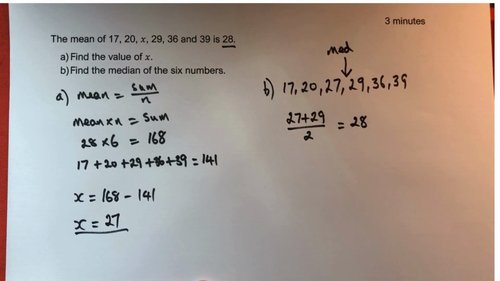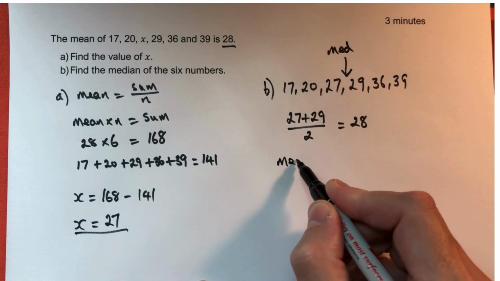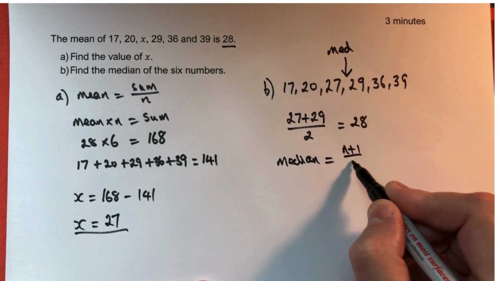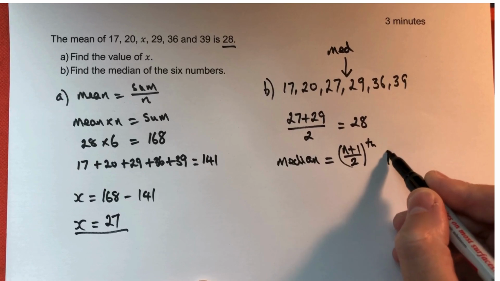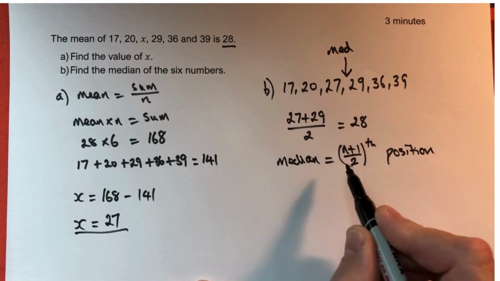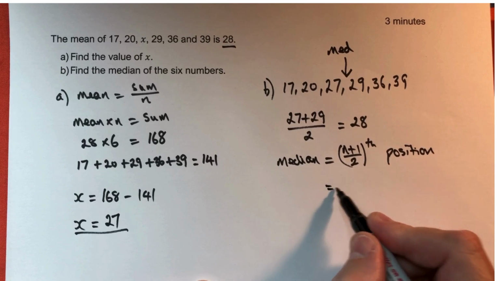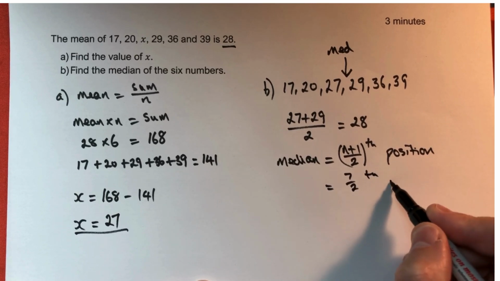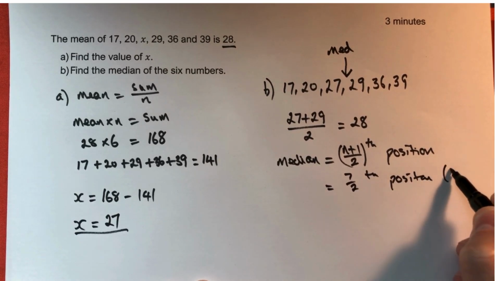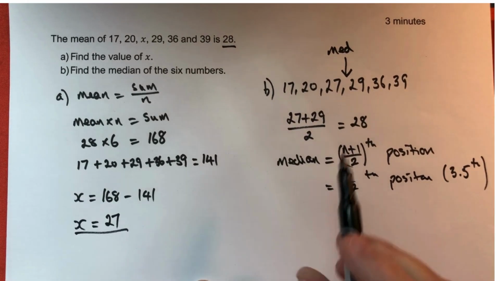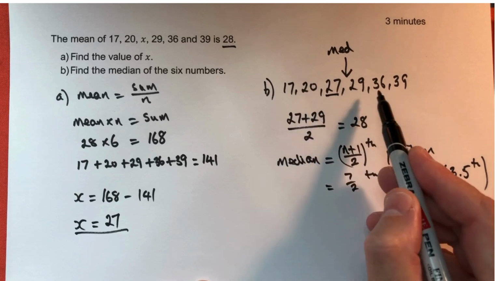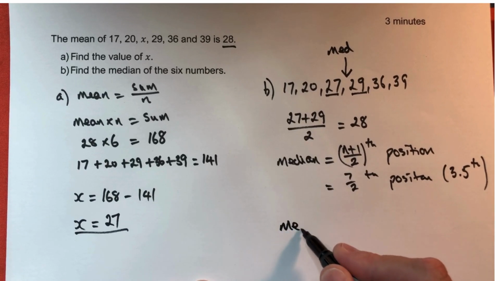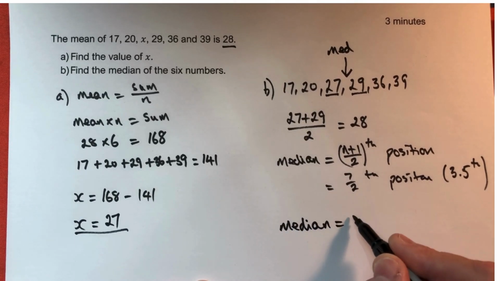If it's a longer list of numbers, you could always use the fact that the median is always the n plus 1 over 2 position in the list. Here we had six numbers, so here the median is the 7 over 2, or the 3.5 position. And you can count 1, 2, 3, 27 is the third, 29 is the fourth, so we go halfway between them. Either way, we have found that the median is 28.